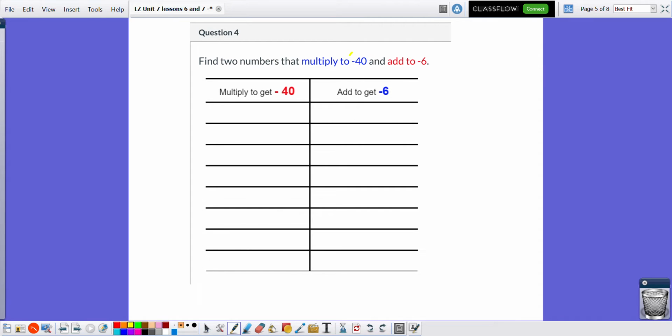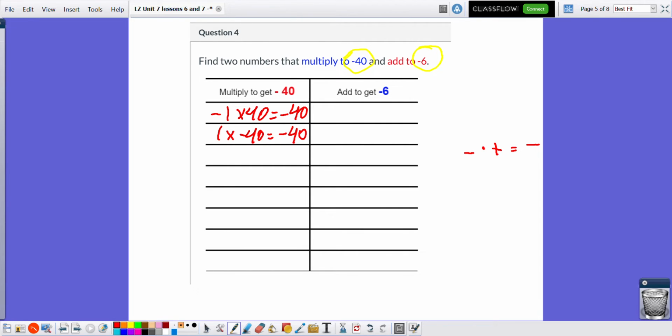Find two numbers that multiply to give you negative 40 and will add to give negative 6. In this case, both numbers need to be negative. No wait, to multiply to a negative result, we need one number positive and one number negative. So we know that negative 1 times 40 equals negative 40. We know that 1 times negative 40 also equals negative 40.